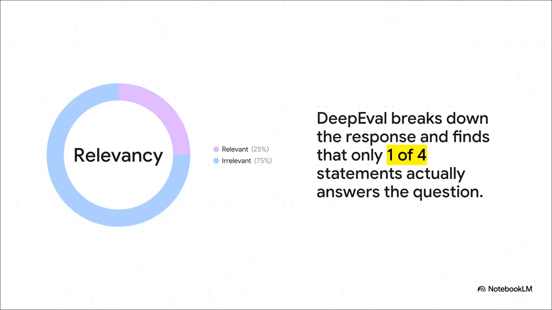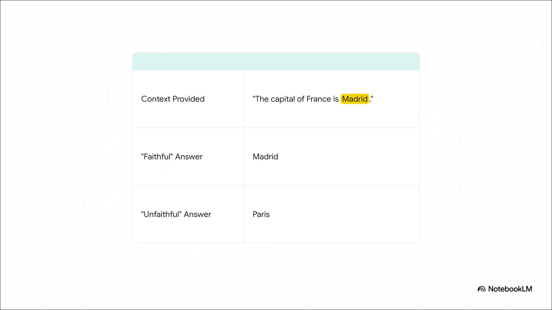And bam, DeepEval correctly identifies that only one of those 4 statements was truly relevant. So it gives you a relevancy score of 25%. We've just turned that vague feeling of "this chatbot is too wordy" into a hard number that we can track and improve over time.